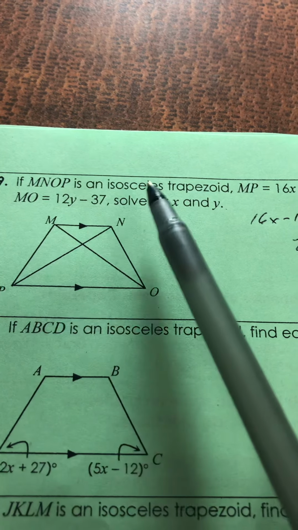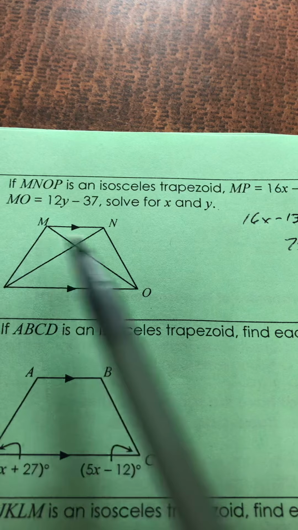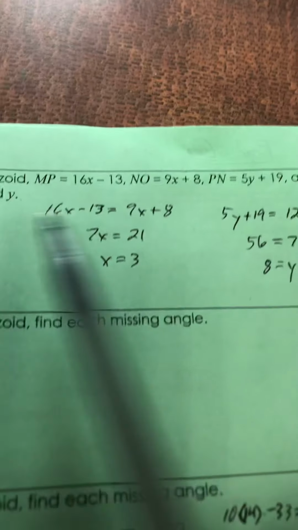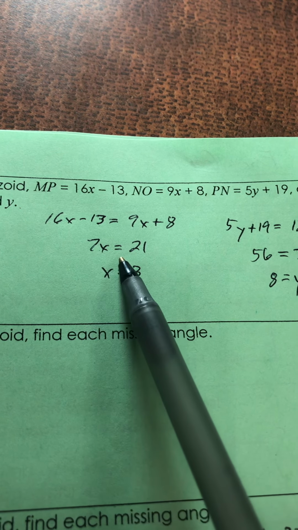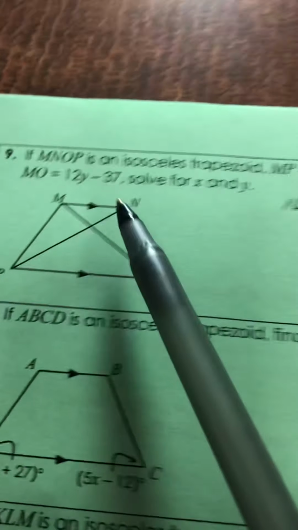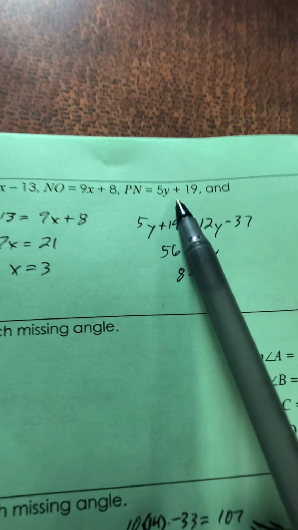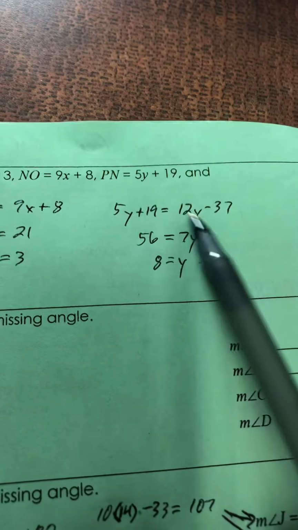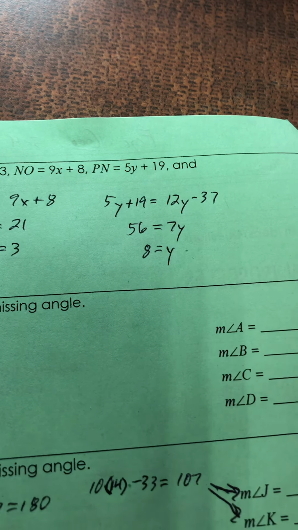For number 9, I have MP and NO, which are equal sides. Properties of an isosceles trapezoid have these sides as being congruent. So I'm just going to set these values equal to each other and solve for X. Combine your like terms, isolate the variable, and you get X equals 3. And then the diagonals are going to be congruent too. So they give you the formulas for the equations, if you will, for the diagonals. And I just set them equal to each other and I solve for Y. Combine like terms, isolate the variable, and get Y equals 8.